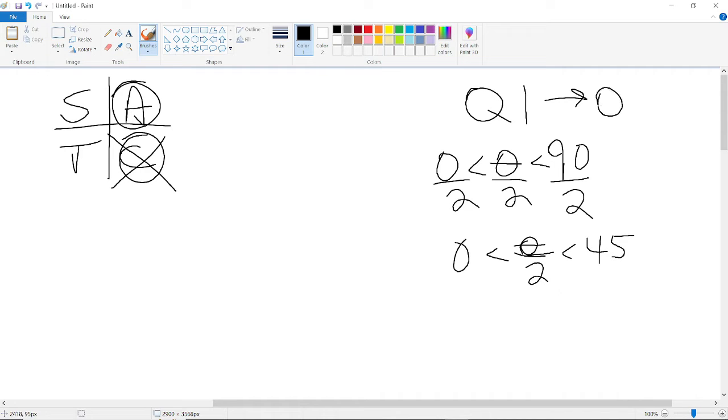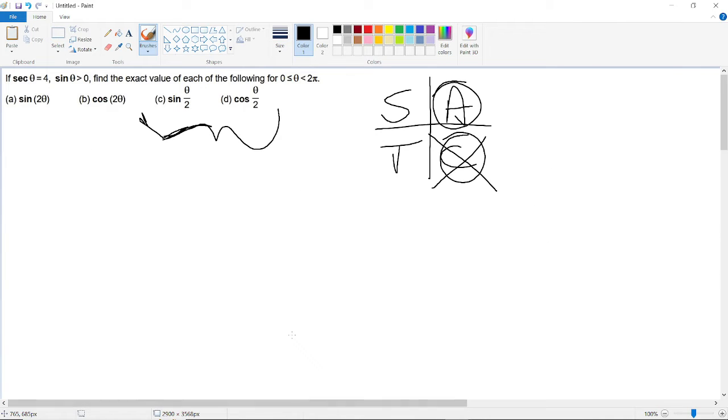So if our original angle is in quadrant 1, our half angle is in quadrant 1, and that means the sine and cosine of the half angles will both be positive. So I'll just write those there. So now we know the signs of both sine of theta over 2 and cosine of theta over 2. We'll use the positive square root formula. Now let's see if we can find the sine and cosine.